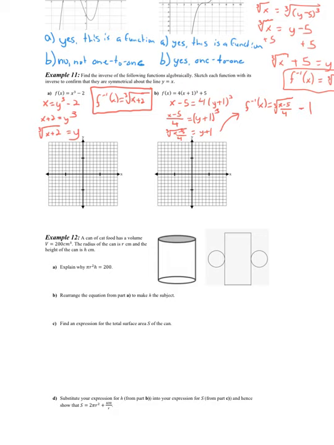All right, the second one, we had a lot of steps. We had to first subtract 5 from both sides. Then we had to divide both sides by 4. Then we take the cube root, and finally we subtract 1. So we end up with f inverse equals the cube root of (x minus 5) over 4, and then minus 1 at the end.